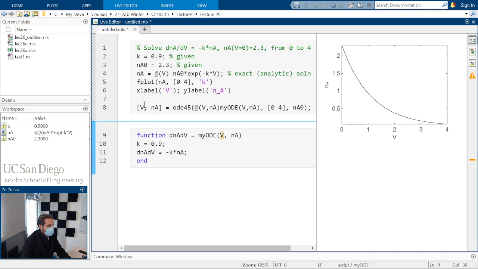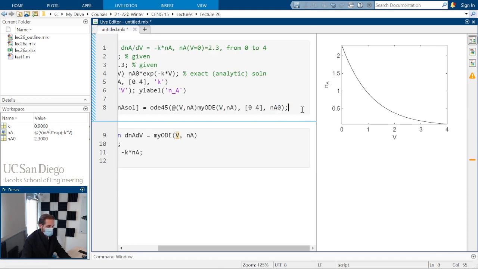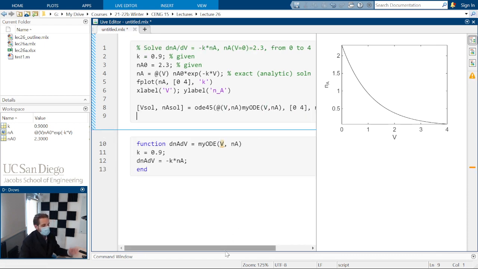I'm going to rename those. Instead of V and NA, we've already got an NA up here, and it was the function. And just to distinguish them, there's a lot of V's and NA's floating around. These are the solutions, so I'm going to call them VSOL and NASOL, just as a reminder to us that those are not the same thing as the variables. But there's no reason you couldn't call them V and NA. It would just be a little confusing because you've already got some of those floating around.